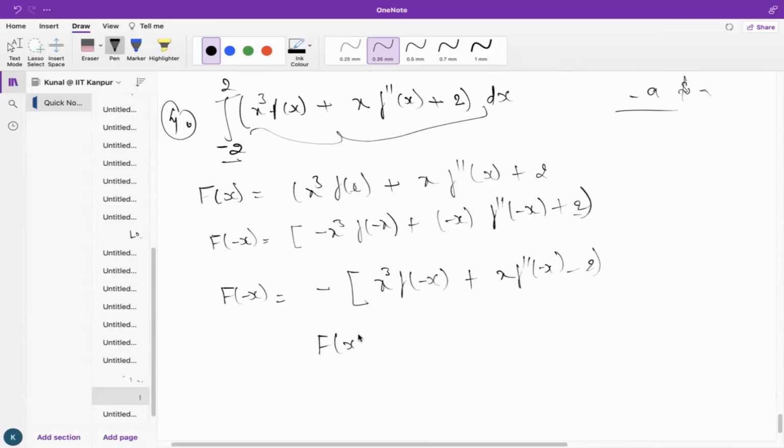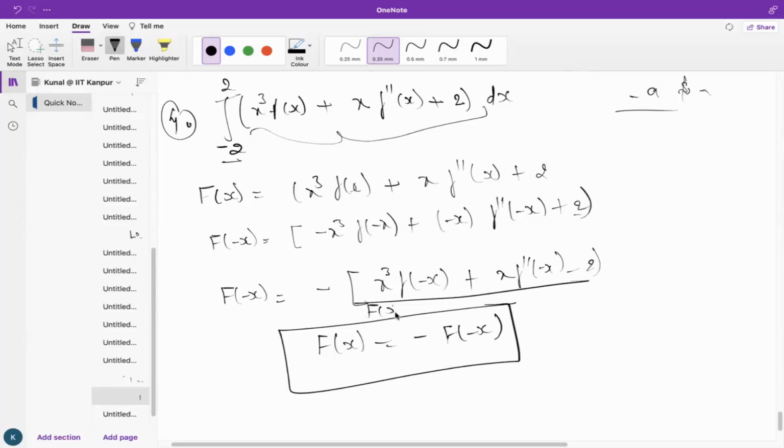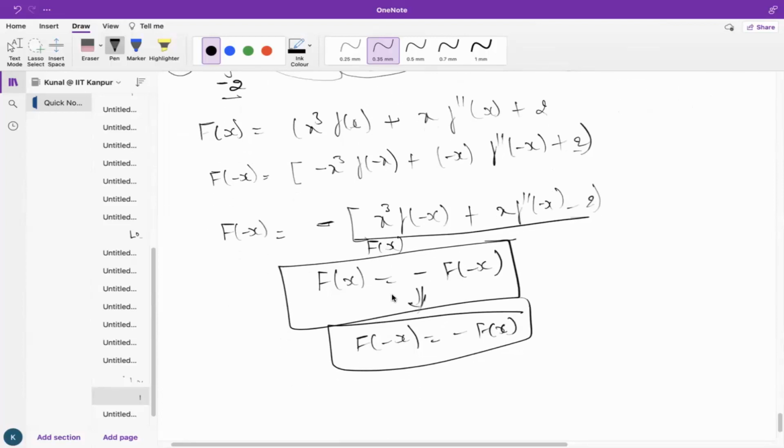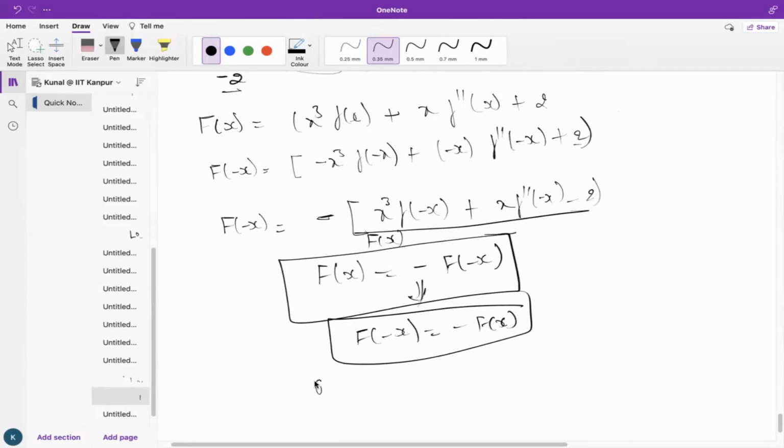So we have f of x is equal to minus f of minus x, because this whole function is nothing but f of x. So we can write f of x is equal to minus f of x, or if you multiply, these both are the same. So what I'm trying to say is this function is an odd function. So we don't have to solve it. We can directly write that this integration value is 0 because the function is odd.